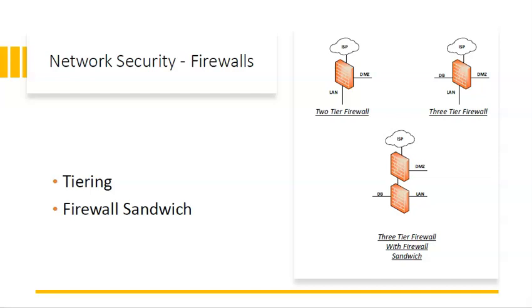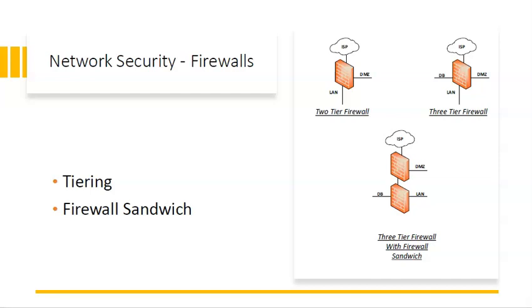So the second concept is a firewall sandwich. When we use two layers of firewall, ideally to secure the internal and external layer of the enterprise, then the in-between layer of those firewalls, we call it a screened subnet, and the structure we form, we call it a firewall sandwich. Okay. So this is also a three-tier firewall only.